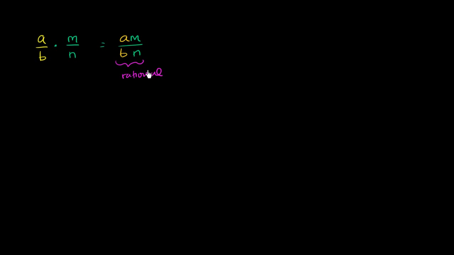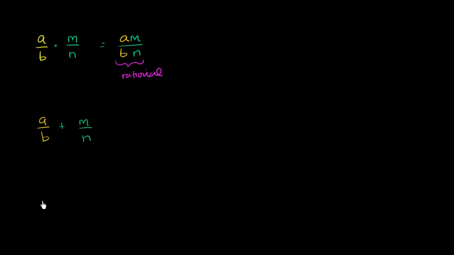So if you give me the product of any two rational numbers, you're going to end up with a rational number. Let's see if the same thing is true for the sum of two rational numbers. So let's say my first rational number can be represented as a over b, and my second rational number can be represented as m over n.